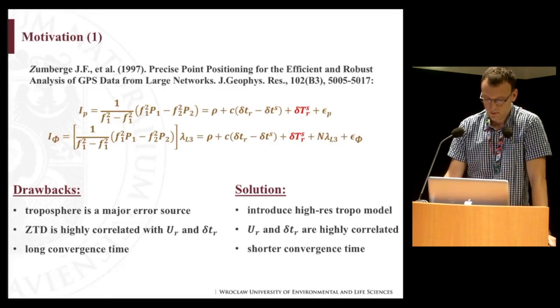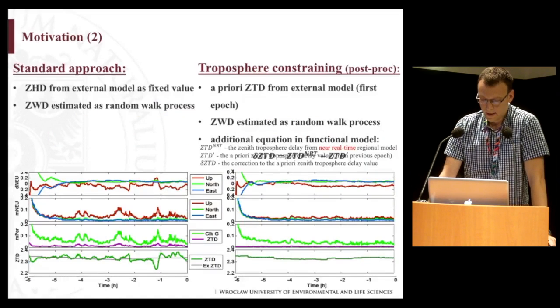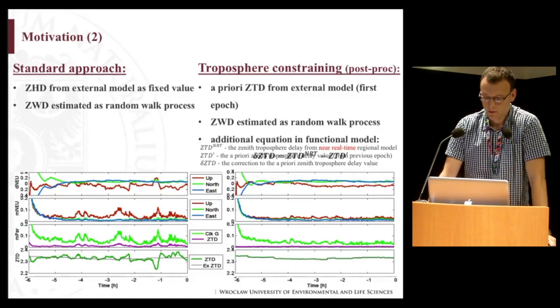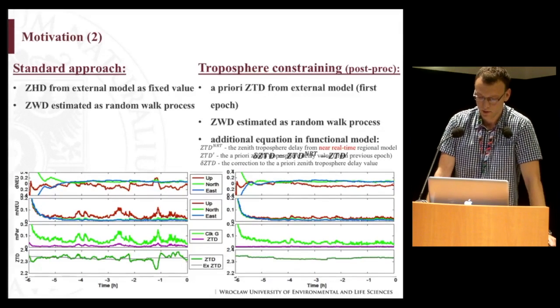The ZTD constraining approach we presented a few years ago. In this approach, we still estimate corrections to the wet tropospheric delay part, but we also add an additional equation to constrain these estimates. In this case, the external information was provided from the near real-time solution on nearby reference stations, interpolated to the user position.